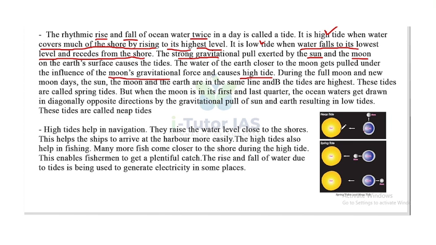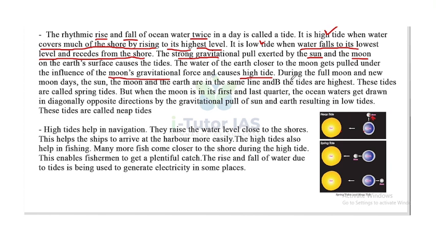This is earth, this is sun, and this is moon. Now the moon's gravitational pull is on this side. So the water goes to this side. And this is high tide time. Sorry, this is neap tide.